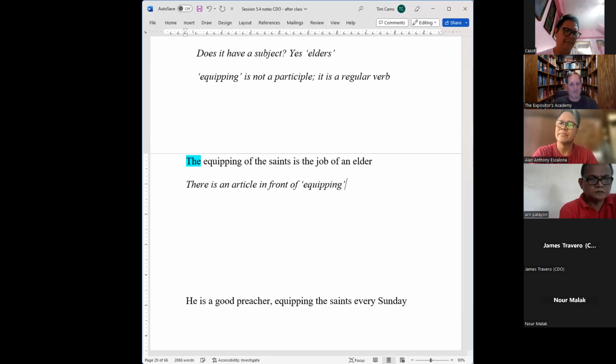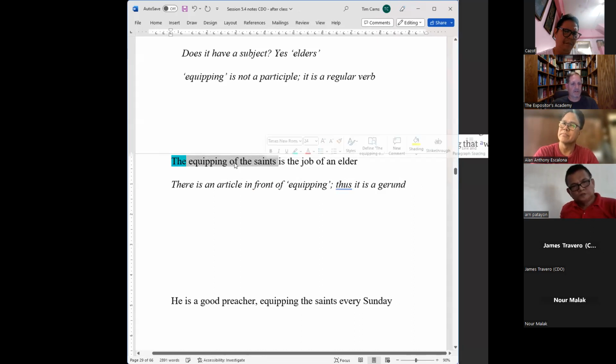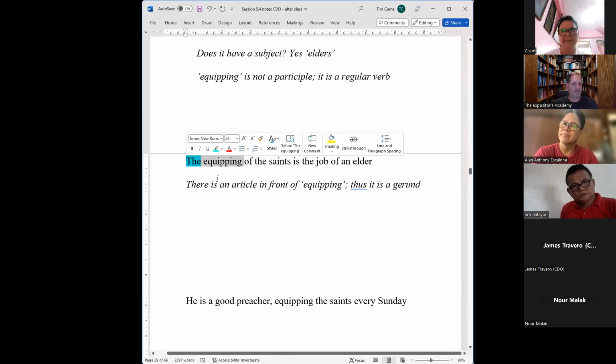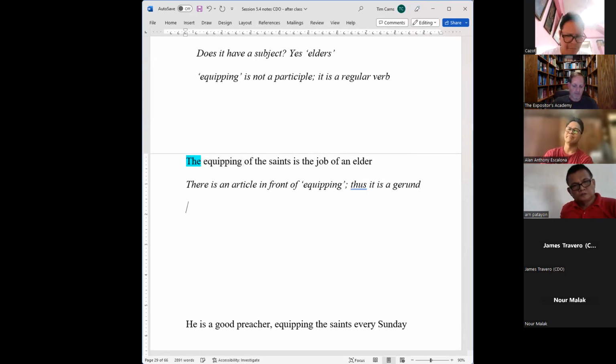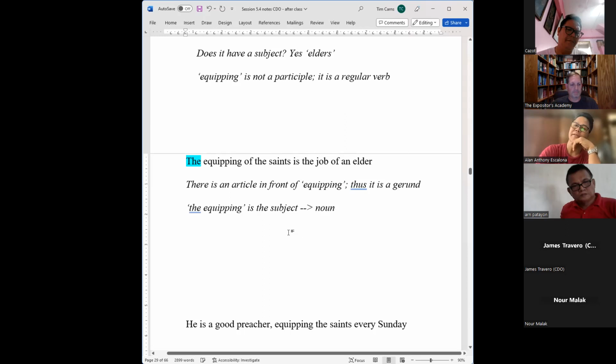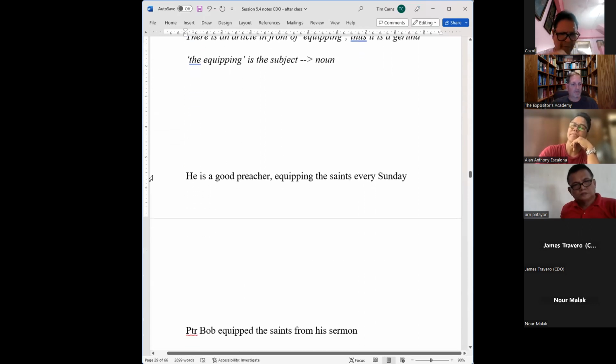So a gerund, remember? Noun. Yes. And again, we could see this in the sentence: the equipping of the saints, the equipping is the subject of my sentence as well, right? So just asking ourselves, what's it doing? How's it functioning in the sentence? Since it's a subject, that means it's a noun. Okay, it's not a participle. All right, James, I'll give you the next one here.